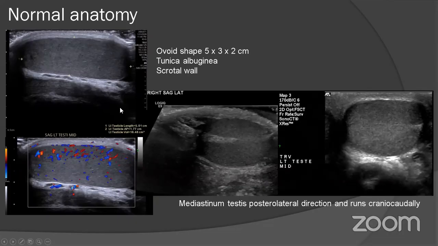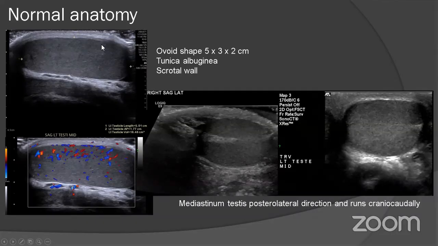The normal testes, just pay attention to the normal testes. Now, these are the transverse images of the right and the left testicle. The mediastinum testes is posterolateral. This is lateral. This is lateral. So the mediastinum testes is posterolateral in location, and it runs craniocaudally, as you see. Sorry, this is the sagittal image. It runs craniocaudally on the sagittal plane and is seen posterolateral in the transverse plane.